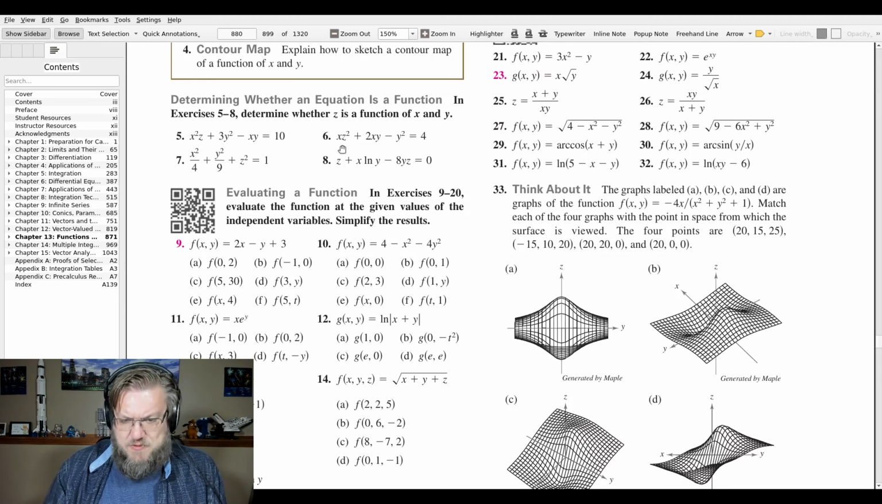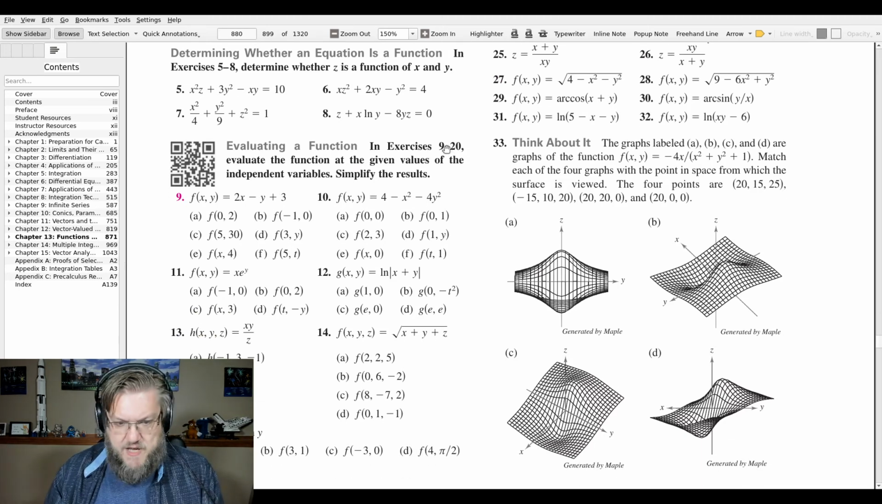First off, you can skip these. Determining whether an equation is a function. All you're trying to do there is see whether you get a single answer for z when you plug in a single answer for x, y. I'm moving on from that.